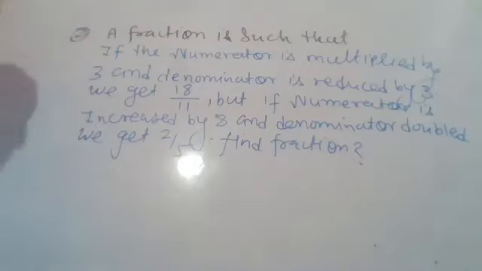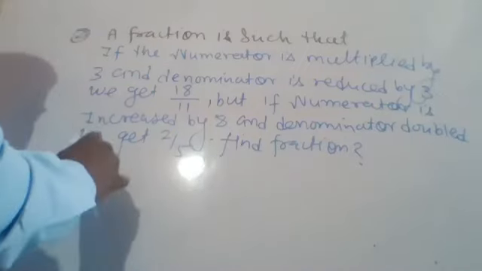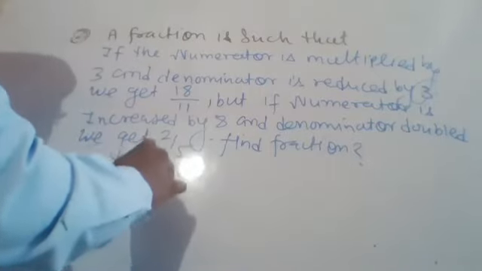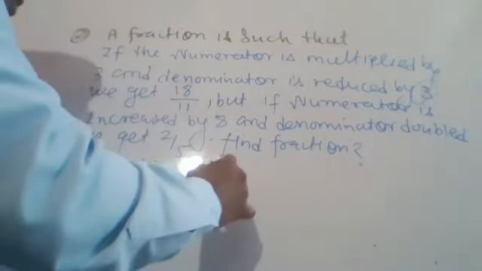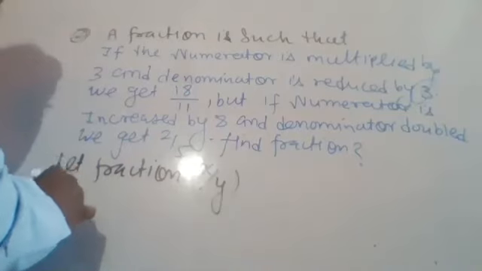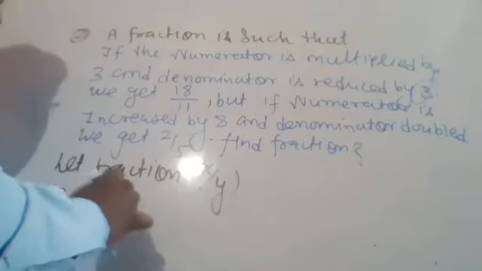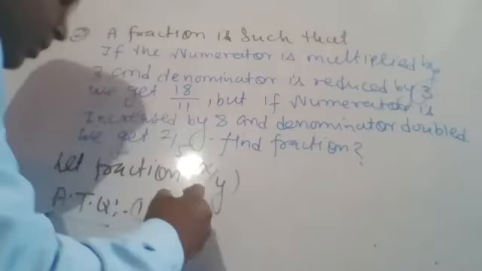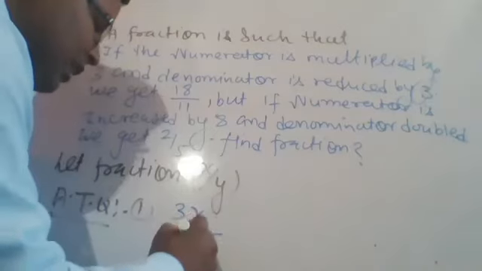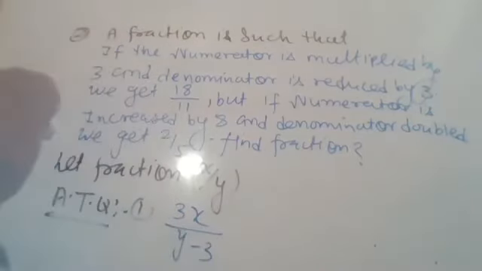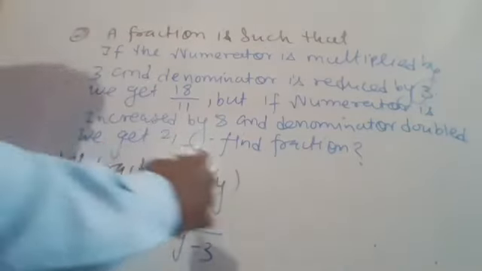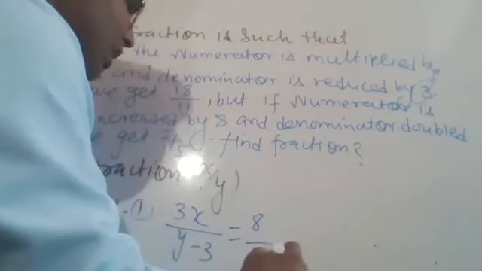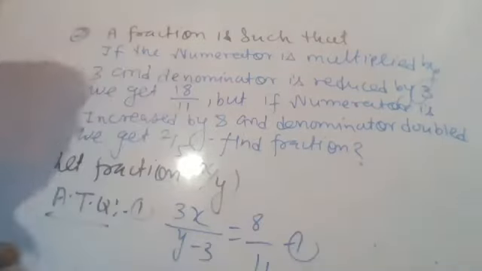Due to the lesser time, I'm going to just make the equation, everyone. So what we have to do, we have to just let the fraction be x upon y. According to the question, from the first statement, if the numerator is multiplied by 3 and denominator is reduced by 3: numerator multiplied by 3 is 3x, and denominator reduced by 3 means subtract 3 from here. The fraction is going to be 18 upon 11. You get the first equation from here.